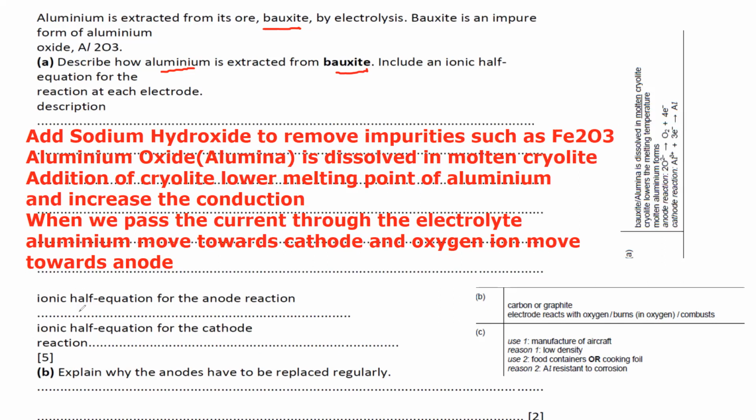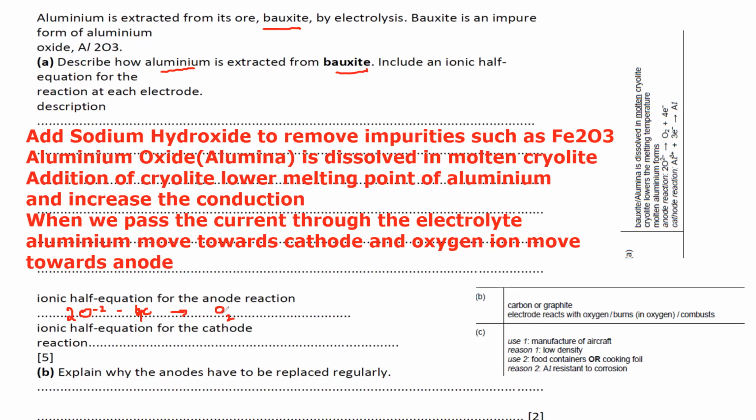So what will the ionic half equation for the anode be? At the anode, oxide ions move towards the anode. When one oxide ion is there, it will lose 2 electrons and form an oxygen atom. But when two oxide ions are there, because oxygen is a non-metal and exists as a molecule, they will lose 4 electrons and form oxygen gas.